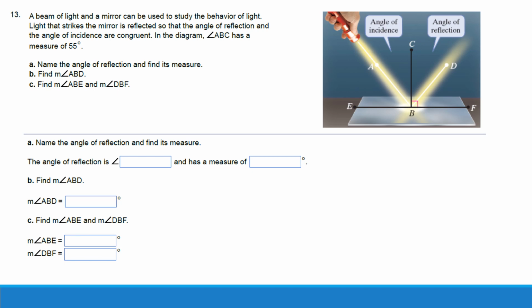Number 13, a beam of light in a mirror can be used to study the behavior of light. Light that strikes the mirror is reflected so that the angle of reflection and the angle of incidence are congruent or equal. In the diagram, angle ABC has a measure of 55 degrees. So let's label that. So angle ABC, that's here, is 55 degrees.